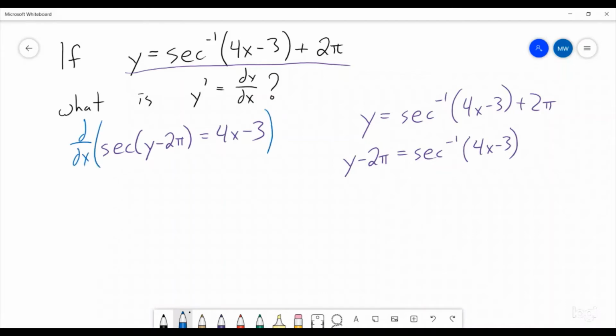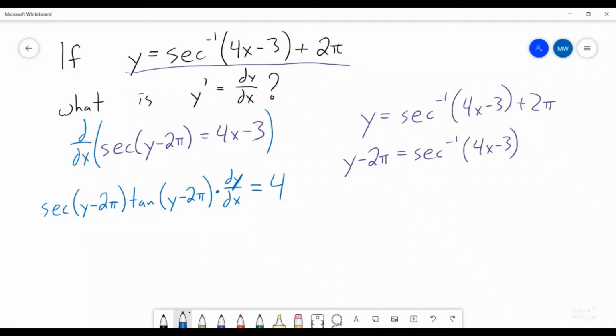Well, what's the derivative of secant with respect to x? Well, just secant of x, what does that go to? Well, the derivative of secant is secant x tangent x. So that means this side we will get secant of y minus 2 pi times tangent of y minus 2 pi. And then we are going to be multiplying all of this by the derivative of the inside. And the derivative of the inside is that dy/dx that we were looking for. So that's what we got on one side, but then what's the derivative of 4x minus 3 with respect to x? Well, that's just a 4. Great. That's really, really nice and handy for us.